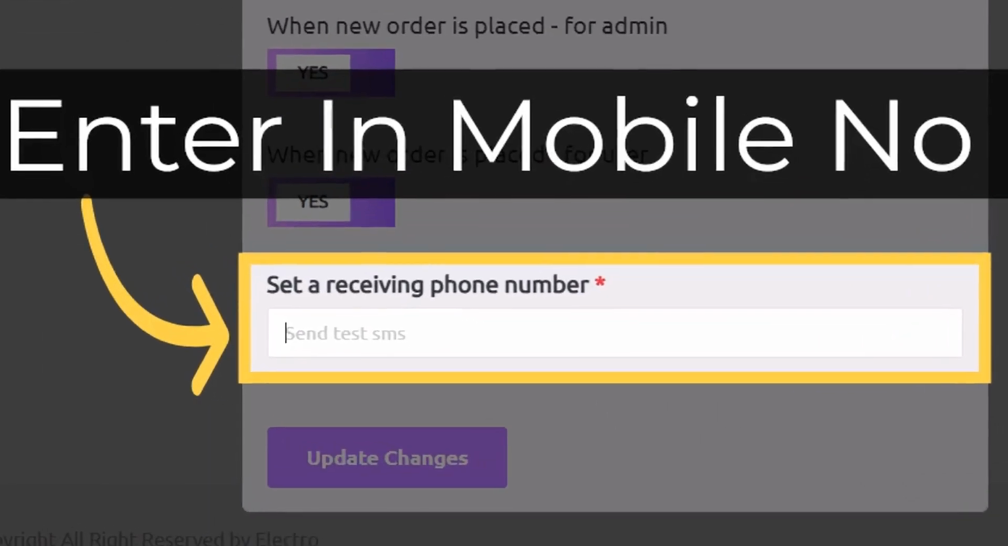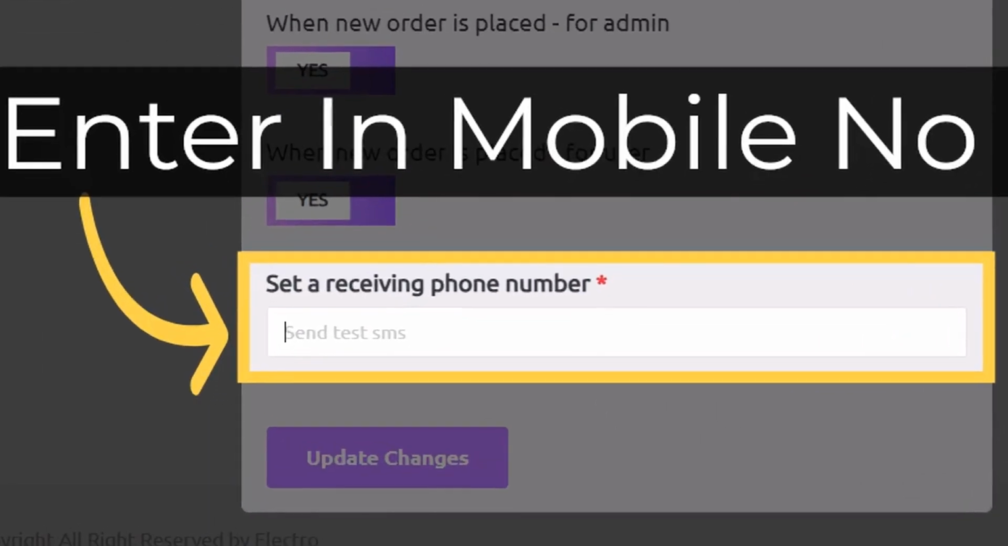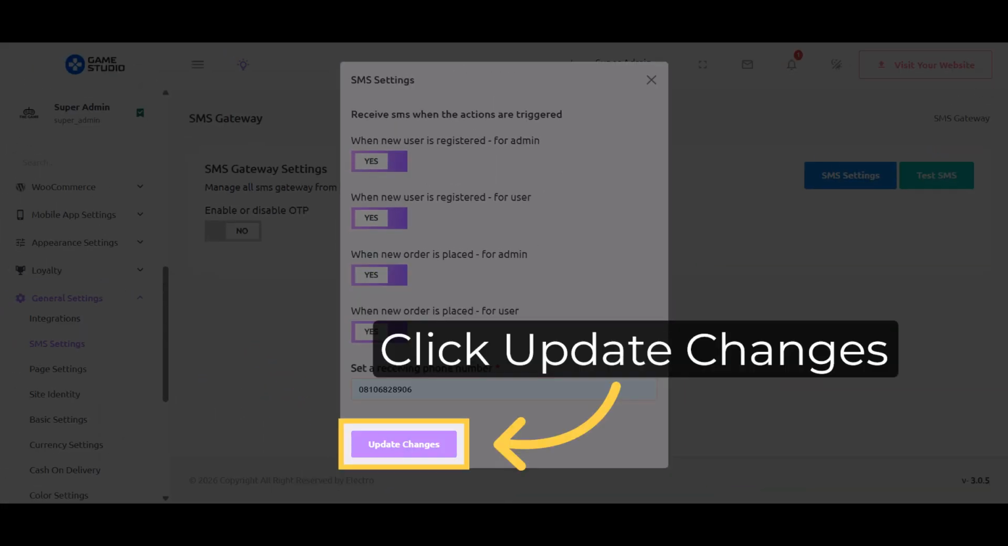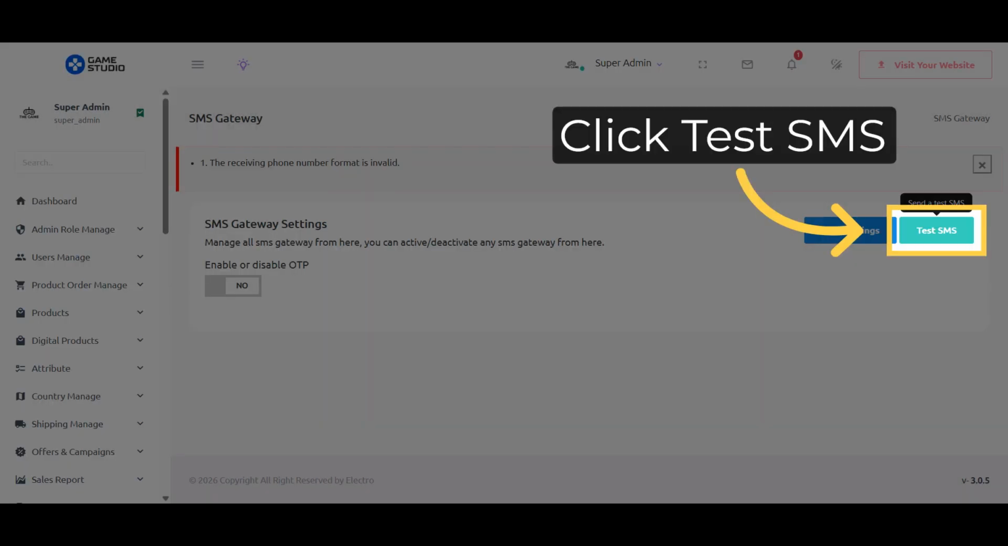Then input a phone number that would receive a test SMS as confirmation. Click Update Changes to save all modifications made to the SMS settings. Click Test SMS to open the interface for sending a test.